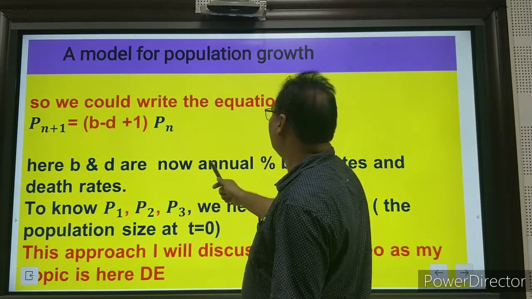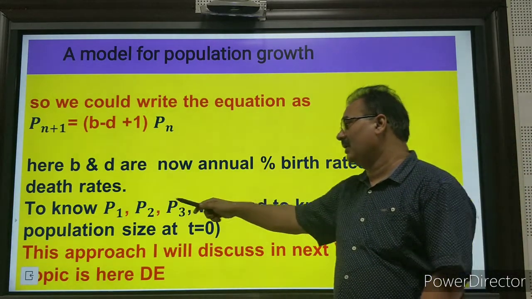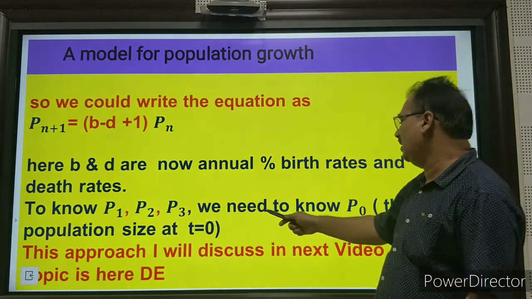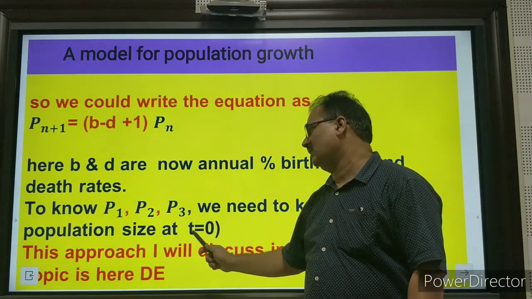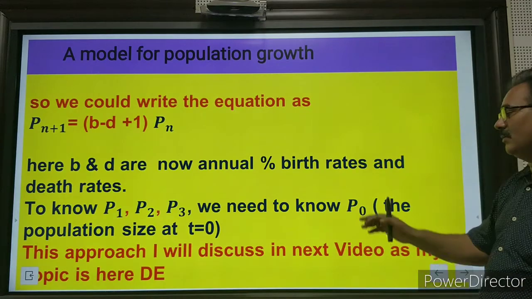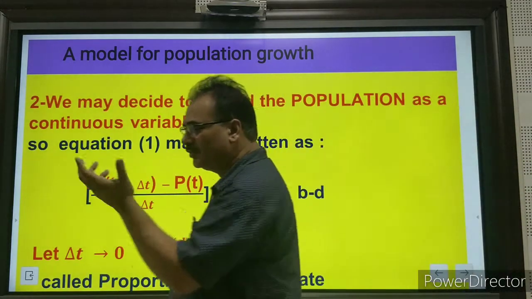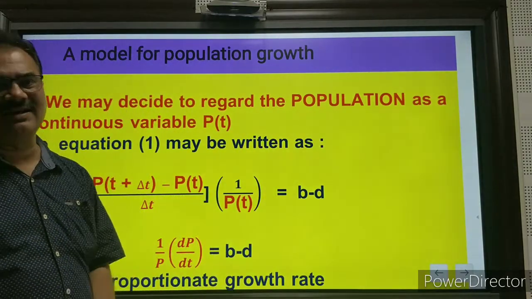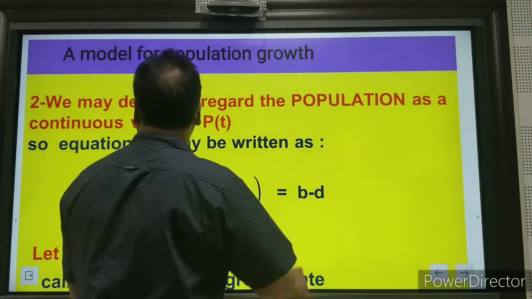Here b and d are now the annual percentage birth rate and death rate. We know P1, P2, P3. We need to know P naught, the population size at t equal to 0. This approach I will discuss in the next video, as my topic here is differential equations. So this is a different approach. We want to discuss differential equations, so how can we write the same equation here? We will check.